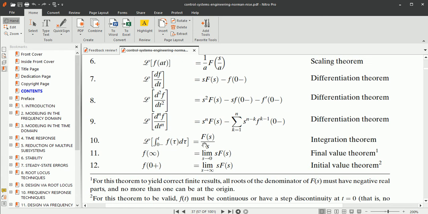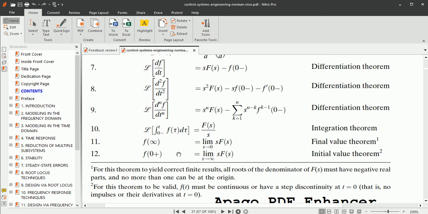And this is also important, this is the integration theorem. If you take the derivative, you multiply with s, but if you take the integration, you divide by s, okay. In the frequency domain, you divide by s. And then come two very important theorems, that is the final value theorem.